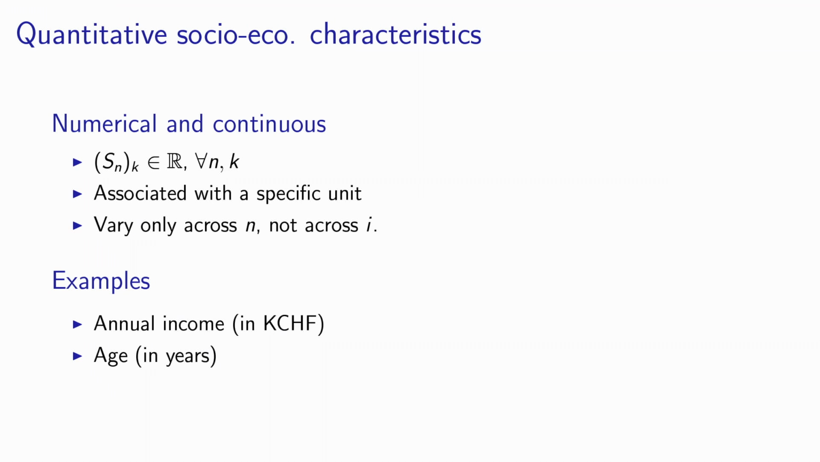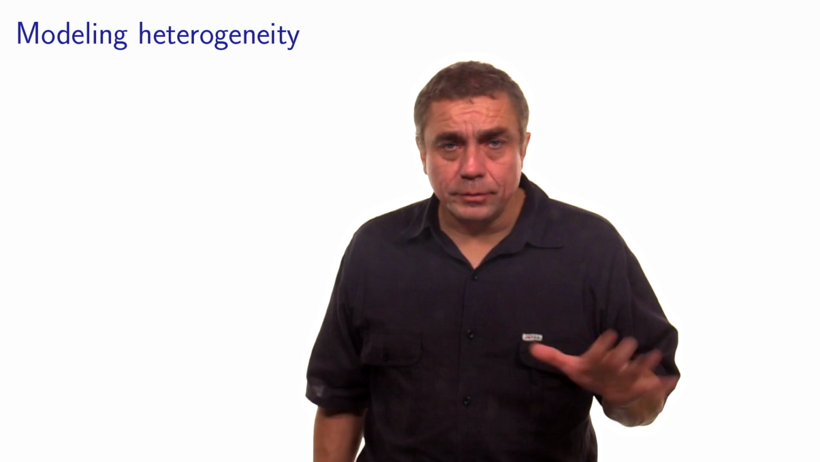I mean, if you take the bus or the car, your age will always be the same, right? So the index is n, the individual. It's again associated with a specific unit, like Swiss francs for annual income or number of years for age. These are the two classical examples of continuous socioeconomic characteristics. Okay, so far so good.